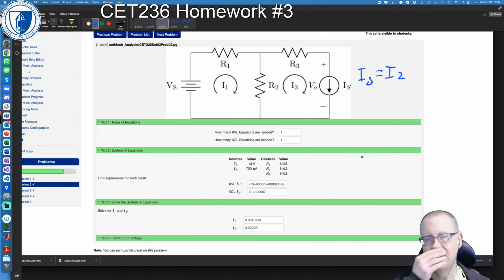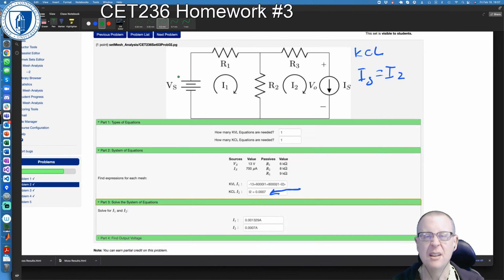Right, so that's our KCL equation, and it's a freebie, right? We get the answer straight away.